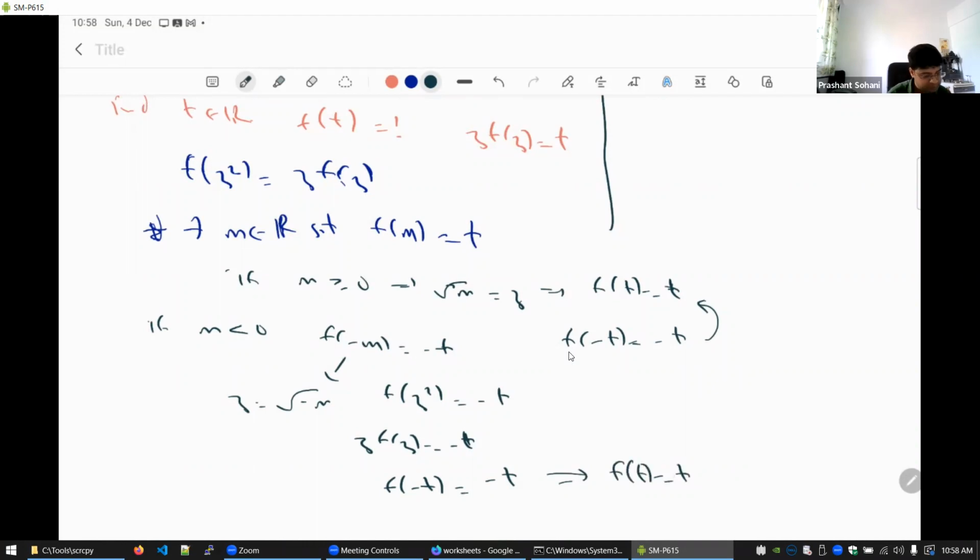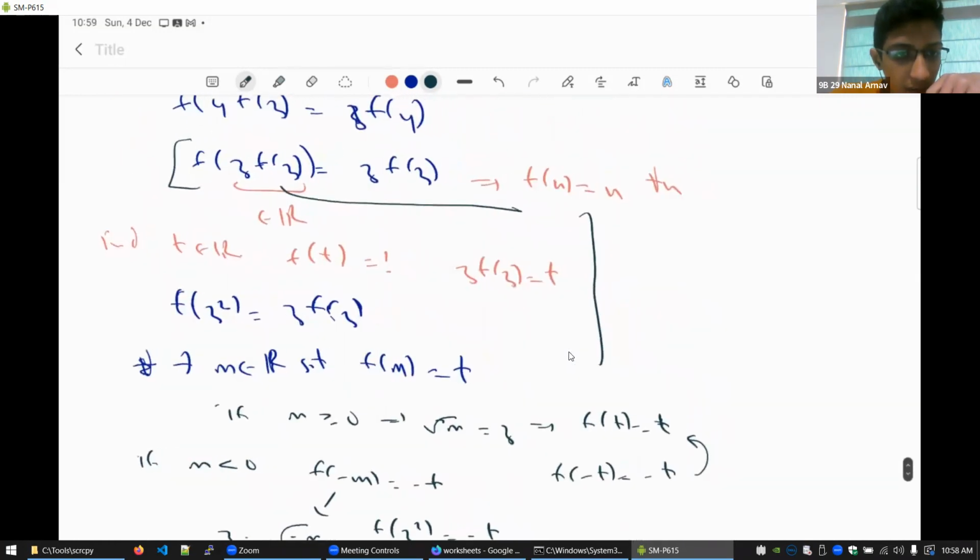Yeah, that should work, right? Yes, sir. Okay. Sir, also in the above equation, below that red line, find t belonging to R. Below that, f of z square is equal to z f of z. Yes, so that was the thing we have already proved. So yeah, we are using it here.